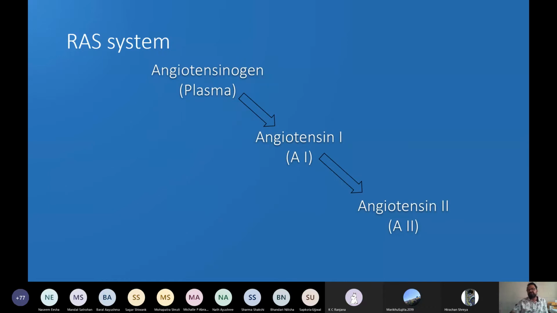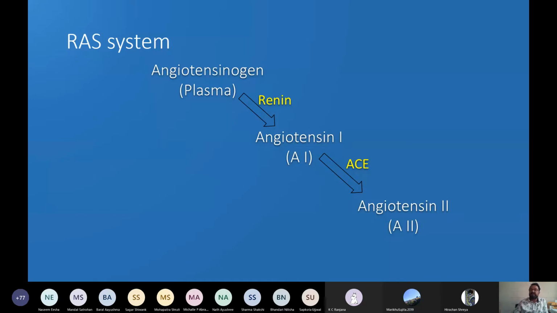So if you try to complete that cycle, the RAS system, that is the renin angiotensin system: angiotensinogen is in the blood, and with the help of renin, angiotensinogen is converted into angiotensin 1. Okay, angiotensin 1 is further converted, and angiotensin 1 also is not active. Okay, guys, I just told you that.